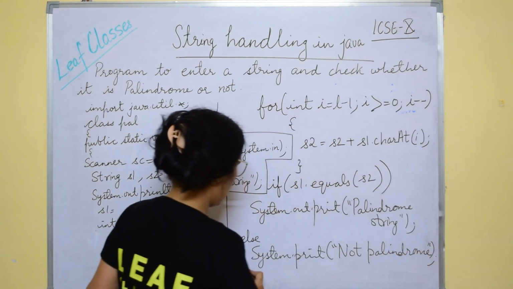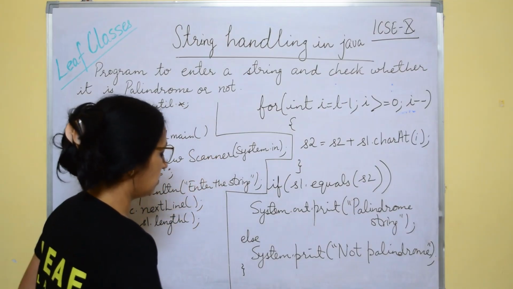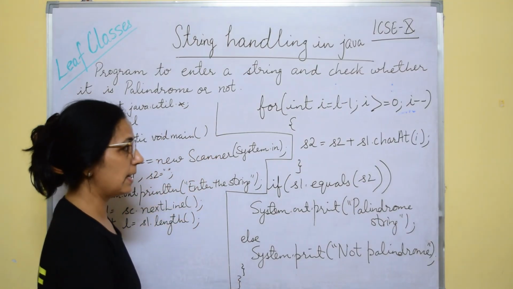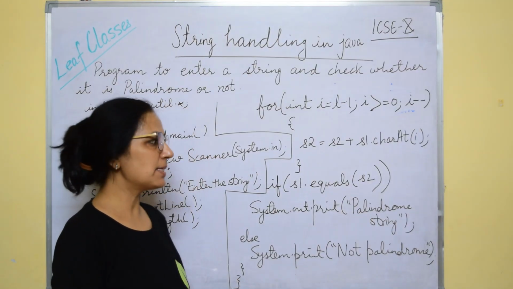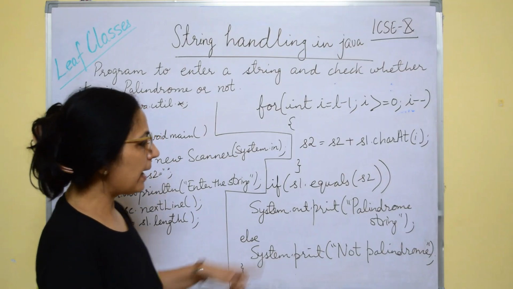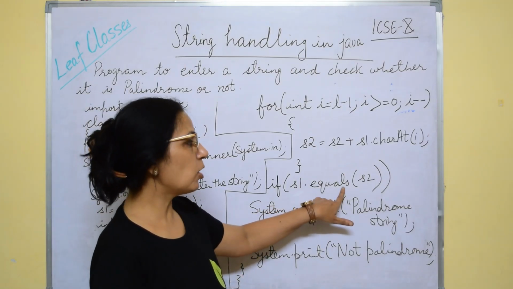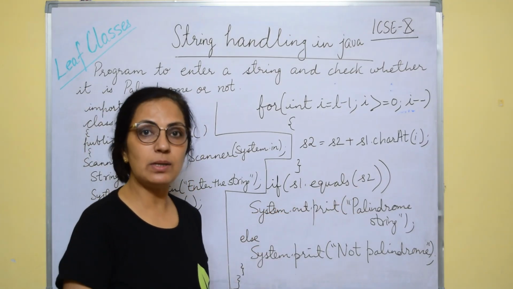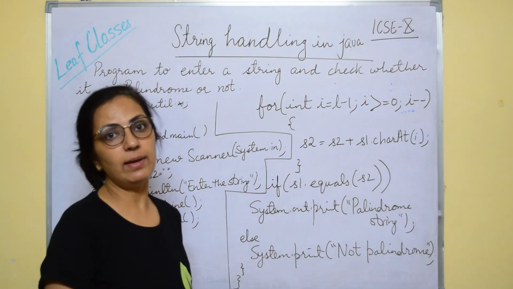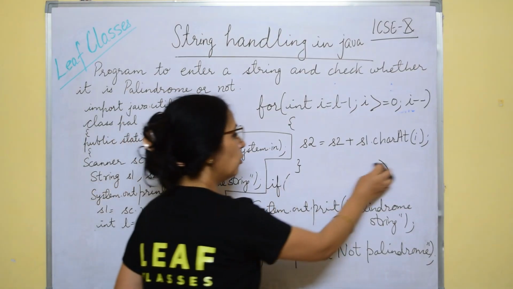Like this you have to do, then you will close main and you will close class. I hope this program is clear to you. Now here I have used S1 dot equals. I have used the equals function here. You can even use the compareTo function.